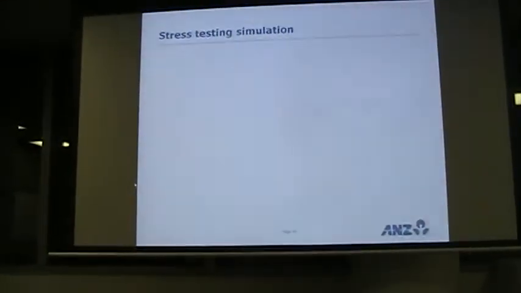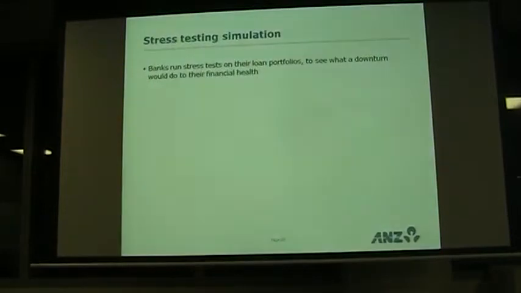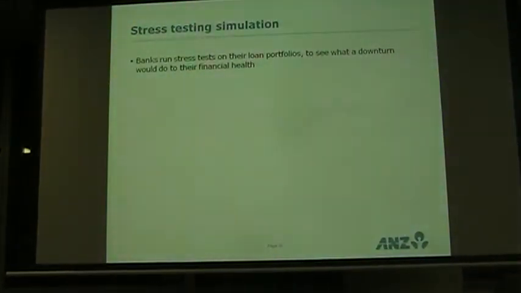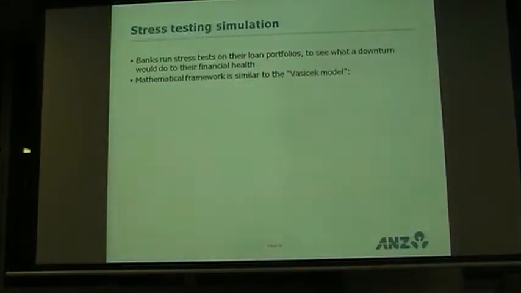So the third example is a stress testing simulation. The background is that banks run stress tests on their loan portfolios to see what a downturn would do to their financial health. I think this is going on in Europe, for example, at the moment. They're testing all the banks to make sure that they're not going to fail on their Greece defaults. Whether or not the stress test will tell you that is another question, but that's what they say they're trying to do. The mathematical framework is similar to a Vasicek-type model, which I don't know if any people are familiar with. Good, I'm not familiar with it either.